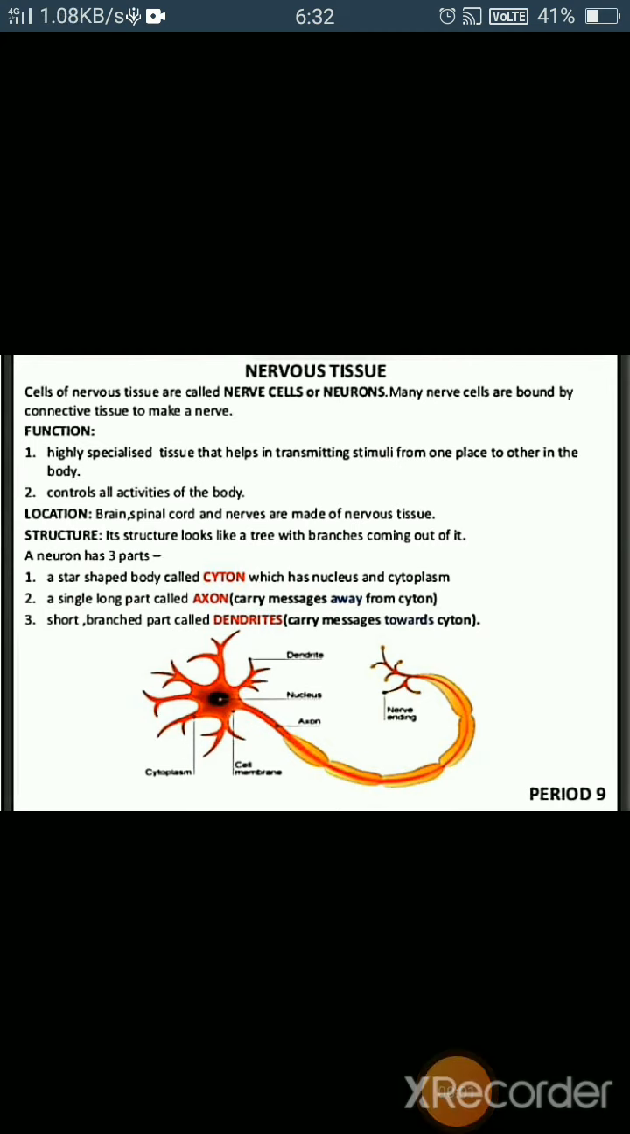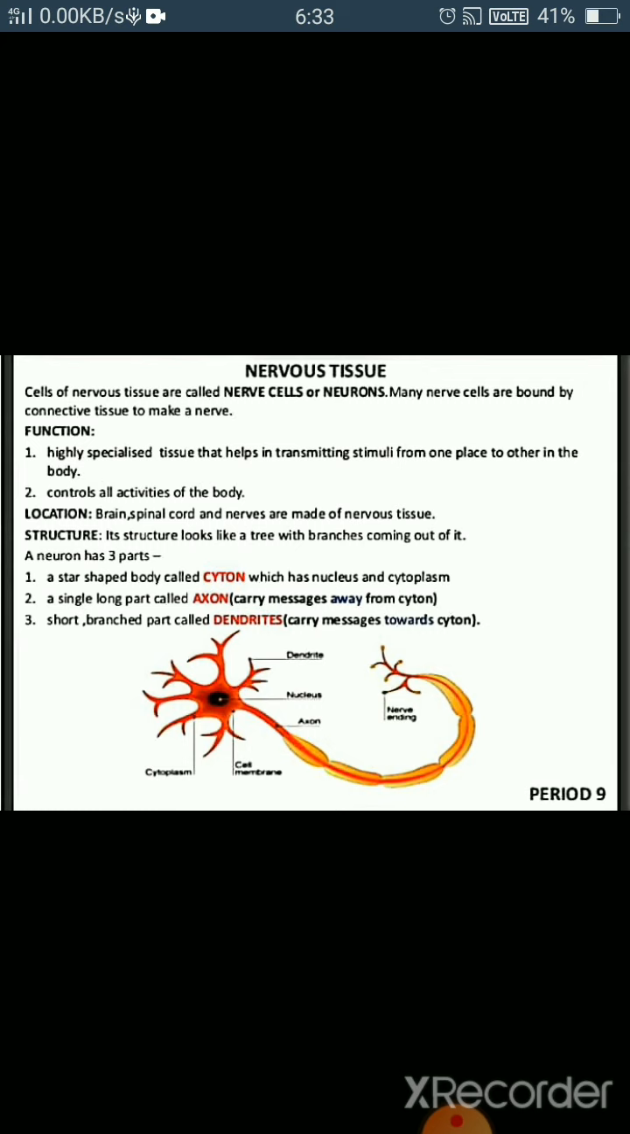Last is nervous tissues. Cells of nervous tissues are called the nerve cells or neurons. Many nerve cells are bound by connective tissues to make a nerve. They are found in our brain, spinal cord and nerves. Highly specialized tissues that help in transmitting stimuli from one place to another in the body and control all the activities of the body. The structure of neuron.